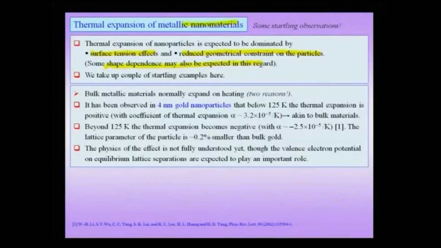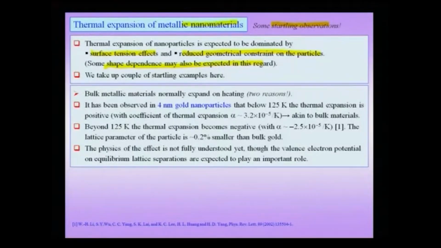And obviously, we do expect some shape dependence in this regard, but we are in store for some surprise, that there are other effects which also come in, which are going to alter the scenario, and we are going to obtain some very interesting and startling observations, which we will consider here. If we talk about normal bulk materials, then when you heat them, they expand because of two reasons, and the two reasons we already know.